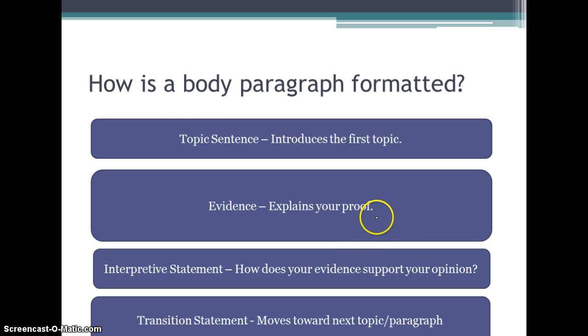However, in high school and in professional writing, you assume that the reader knows of the topic well enough that you do not have to write every detail. Instead, you are using this evidence and touching on it so that you could do the next step, which is to write an interpretive statement. This connects to your thesis. How does your evidence support your opinion? Finally, you finish with a transition statement, a sentence that segues from this topic to your next paragraph.